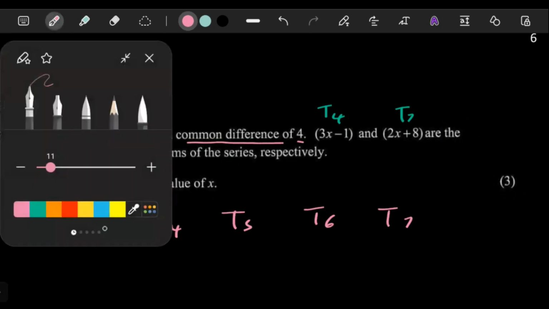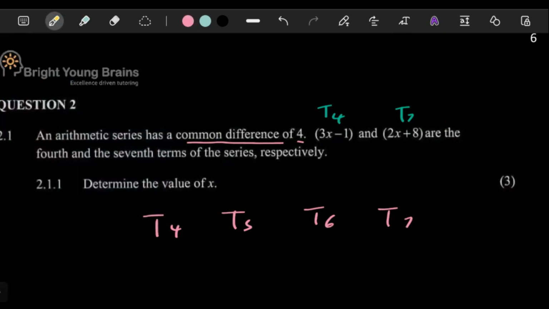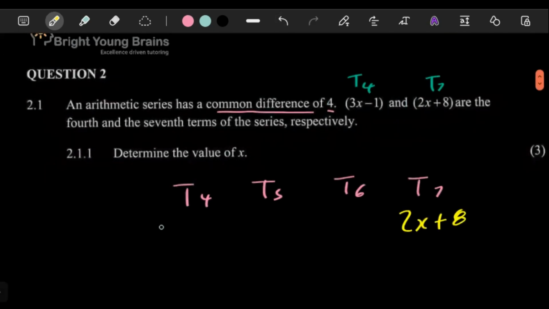So the reason why I'm trying to lay this out is because of the following. If you see this is 2x plus 8, and you see that this is like 3x minus 1. What we know is, because of what they told us, the difference is 4. The common difference is 4, right?